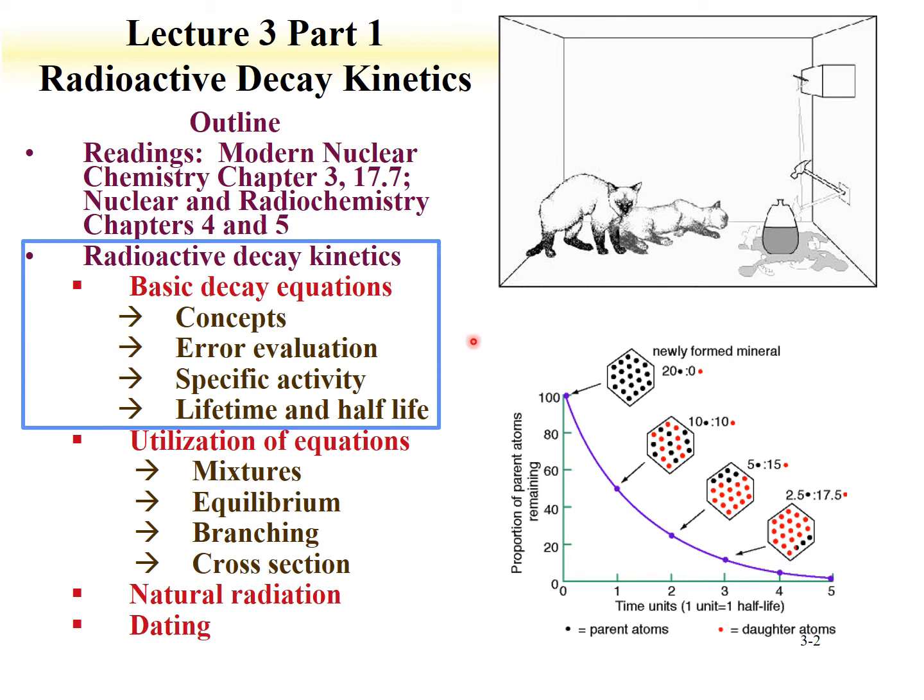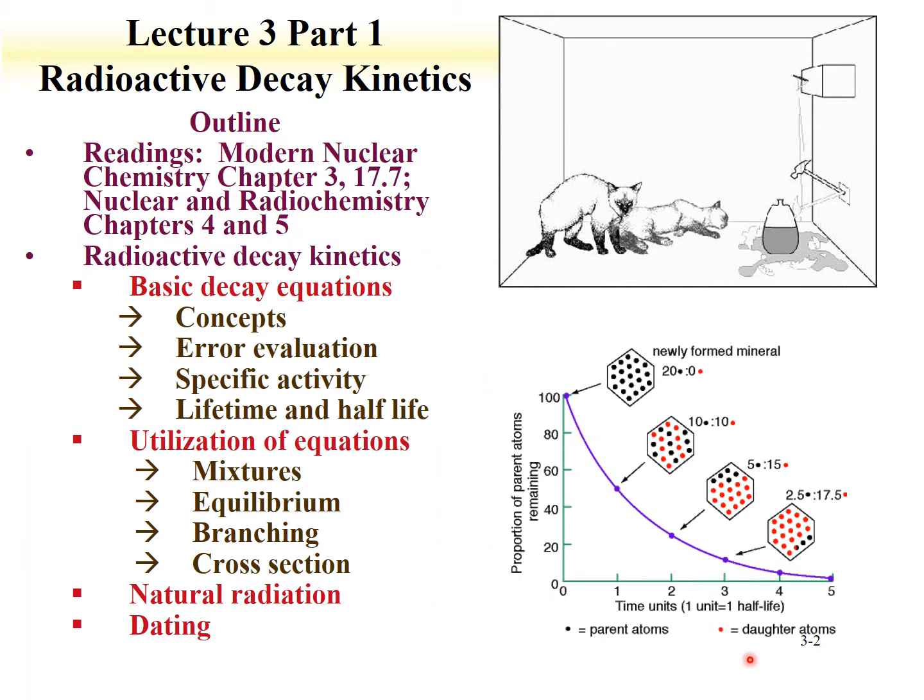Part 1 covers radioactive decay kinetics, where we're going to go over some basic equations and concepts of the equations. We're going to talk about error that's inherent when one does radioactive decay. So in other words, you can get an understanding of the error in your value from the total counts of your value. We'll talk about the term specific activity, that's an activity per unit mass. And then a correlation between the lifetime and half-life.